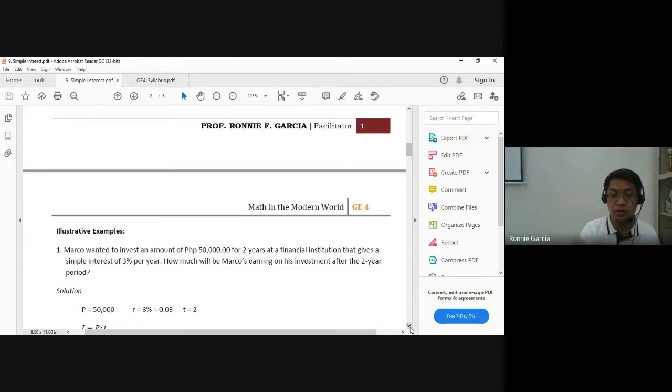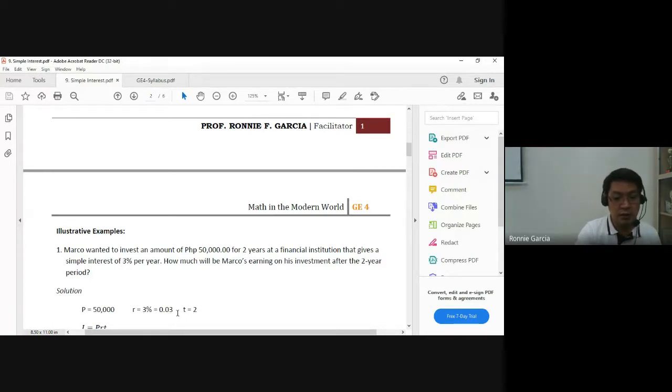We already know how to convert percent to decimal, right? Do you all know how to convert from percent to decimal? Yes, sir. Okay, you just move 2 places to the left. Why 2 places? Because percent means per 100. So that is why for 3%, you move 2 places to the left, so it becomes 0.03.